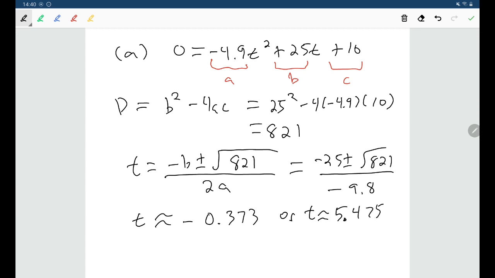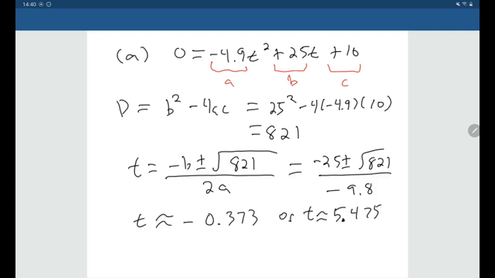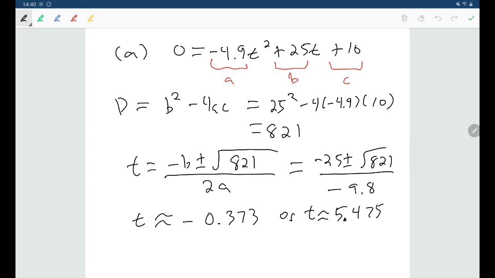Now, if we're thinking about this problem, t is representing the time after we throw the rock in the air. And so the first solution actually doesn't make any sense, because this would be 0.373 seconds before we threw the rock. Somehow it's on the ground. This we're going to reject, because for this scenario, the time only makes sense if it's positive. So that means that, yes, our rock will hit the ground, and there will only be one answer for when does it hit the ground.